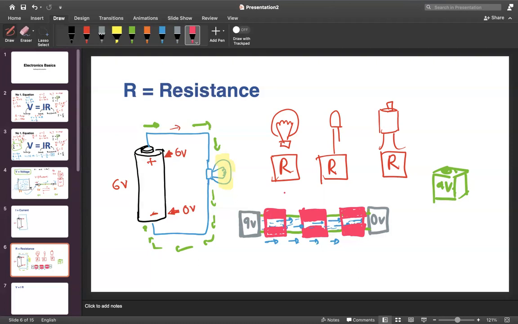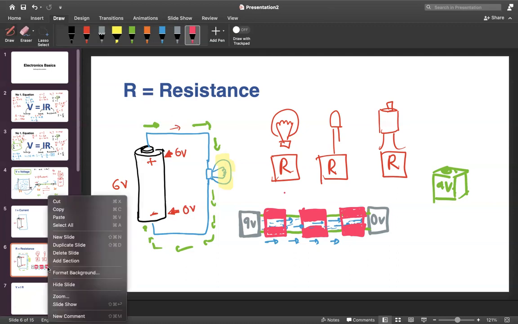Which means what? The current is reducing more and more. Do you understand that? Yes, sir. Brilliant, right?